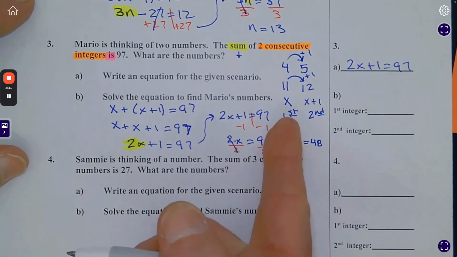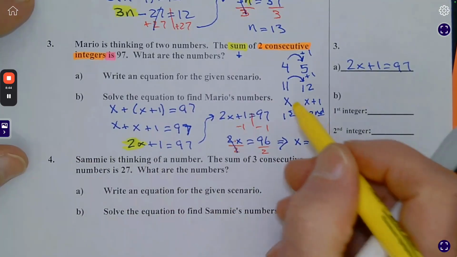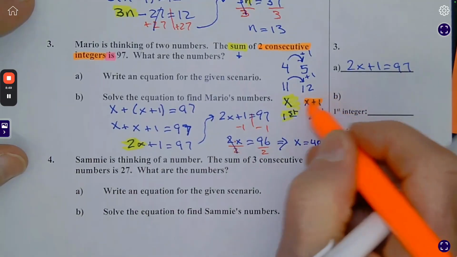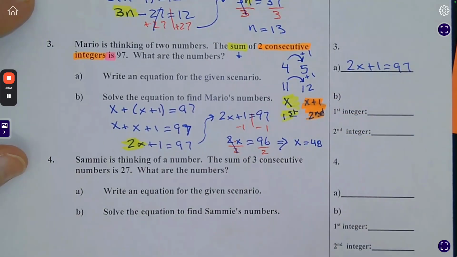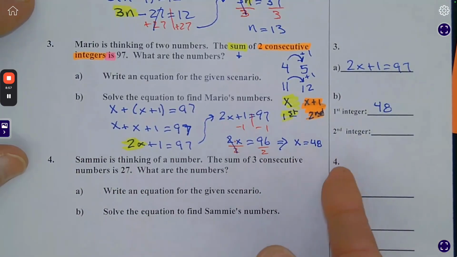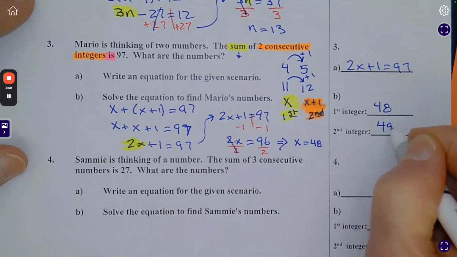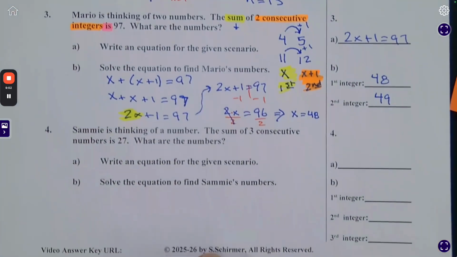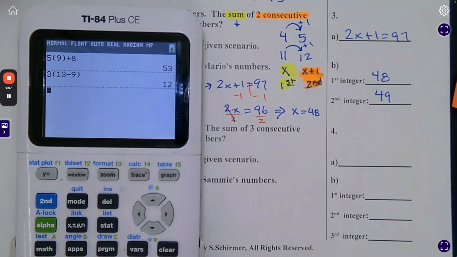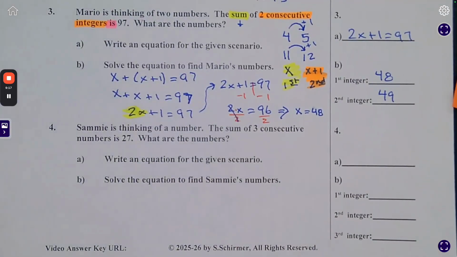Okay, remember, x is the first integer, right? x is the first integer, and x plus 1 is the second integer. So x is 48. That's my first integer. 48 plus 1 is 49. I think I got it. I think I nailed this. Let's try it. I know if I add those two numbers up, it's got to equal 97, because that's what they told me. The sum of them is 97. So 48 plus 49 is 97. Let's go. We're doing great.